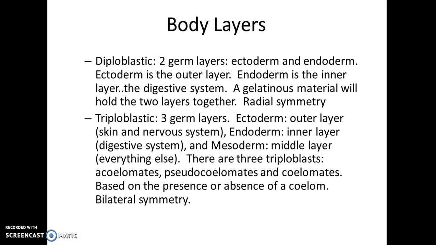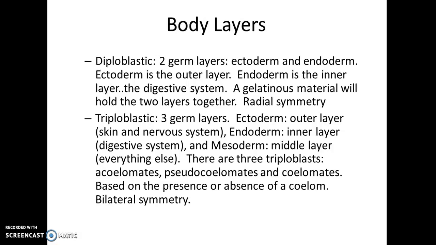Triploblasts have three, and evolutionarily they are more advanced than diploblasts. You have the ectoderm, which is the outer layer, skin and nervous system. The endoderm, which is the inner layer, which, as I said, is the digestive system. That's true here. And then you have the mesoderm, which is everything else.